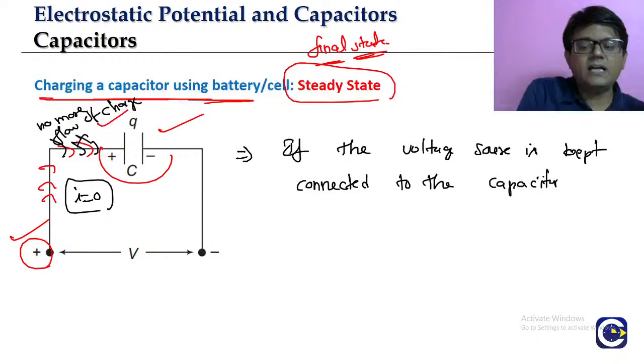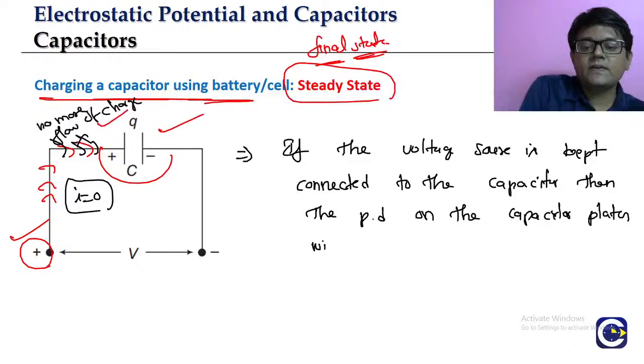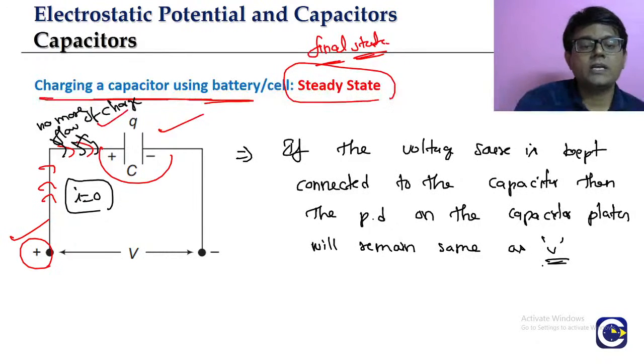if we keep it connected like that, then the potential difference on the capacitor plates will remain the same as V. So it has already got a potential difference V, right? That is going to remain the same. It is going to remain constant throughout. When we keep the capacitor connected, it will maintain the potential difference between the plates to be the same.